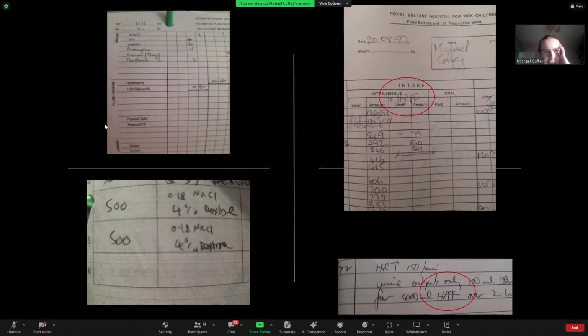You can see on the left, I'm given fifth normal saline, and it's so embedded in practice that it's actually printed onto the old anesthetic charts. Certainly, in my career as a pediatrician, I've never seen either of these fluids used, and certainly if I tried to prescribe fifth normal saline in Belfast, I'd probably be thrown out of the building.